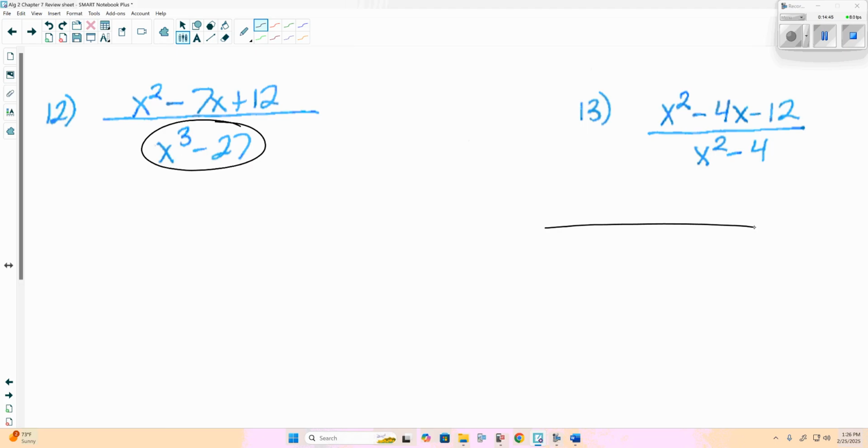So let's look at 13. X squared minus 4x minus 12 over x squared minus 4. Now we can pick which one we factor first. Which one do we want to factor first, the top or bottom? x squared minus 4. Because x squared minus 4 is indeed a difference of perfect squares. Because x squared would be x and x, 4 is 2 and 2, so we get x plus 2 and x minus 2.